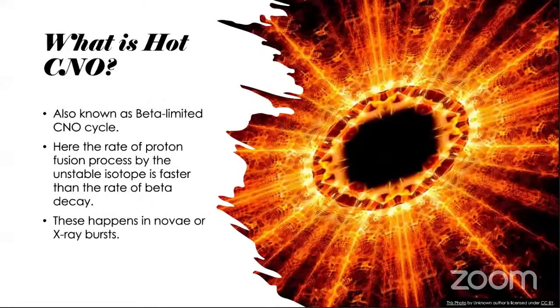Yeah, so what is hot CNO here? So this is also called a beta limited CNO cycle. Here it is completely opposite from the cold CNO, where the rate of proton fusion is slower than the rate of beta decay. So this all happens in novae and X-ray bursts.